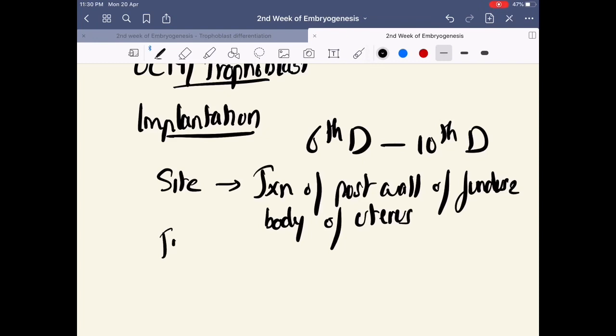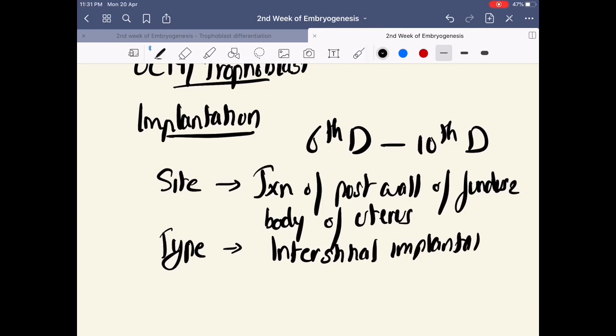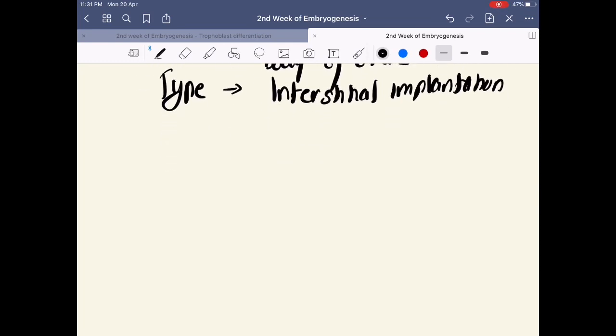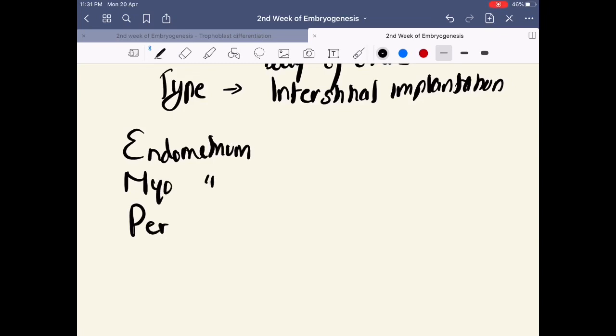And what is the most common type of implantation? It is interstitial implantation. What is this? It means that the entire blastocyst is implanted into the interstitium, into the stroma of the endometrium. The uterine wall has 3 layers: the endometrium, myometrium, as well as the perimetrium.